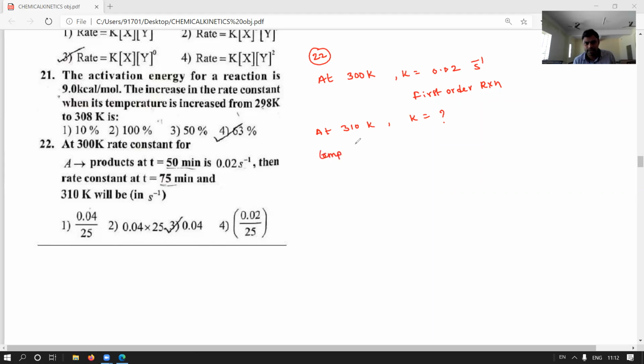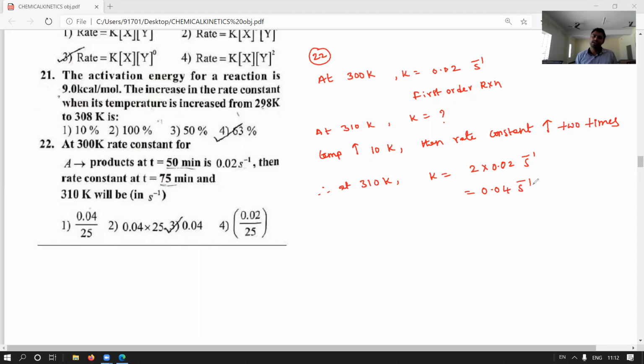So it is very clear. The temperature is increased by 10 kelvins, then the rate constant increased by 2 times. Therefore, at 310 kelvins, K is equal to 2 into 0.02 second inverse, which means 0.04 second inverse. So for every 10 degrees rise in temperature, or 10 kelvins, the rate constant or rate of reaction increases by 2 times. According to that, the K value at 300 kelvins is given, so the K value at 310 kelvins becomes 2 into 0.02, which is 0.04.